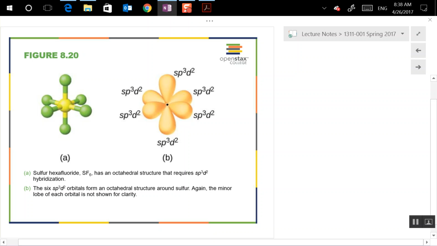6 would take from 2 d's, and if I made 6 bonds, or if I had 4 bonds and 2 lone pairs, and I had 6 hybridized orbitals, that would be sp3d2. sp3d2. That would be my hybridized state.